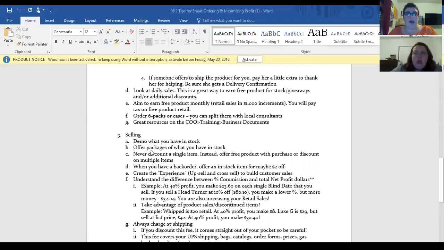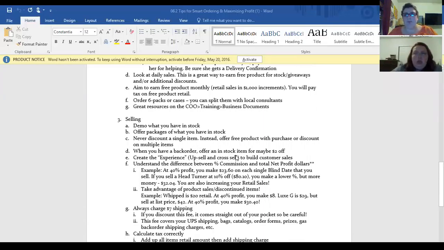Selling. Demo what you have in stock. Offer packages of what you have in stock. Never discount just one item. So offer a product with purchase or discount on multiple items. Like I offer a discount, it's a booking incentive. It's 10% off one item of $50 or more. That way you get them to buy a higher amount item versus that one $20 bottle of Coochie.